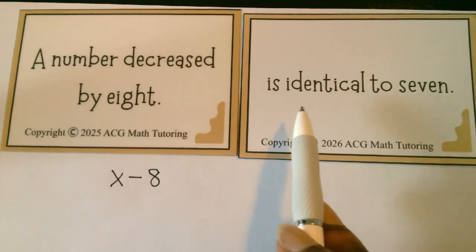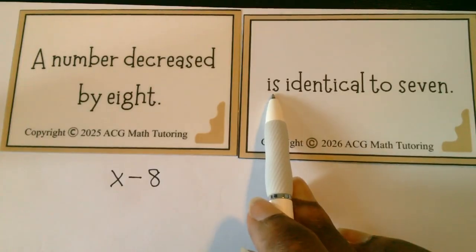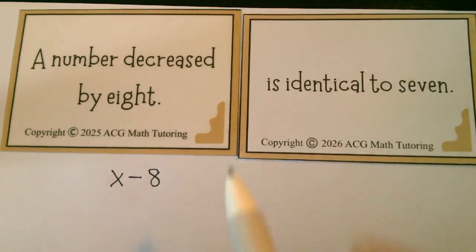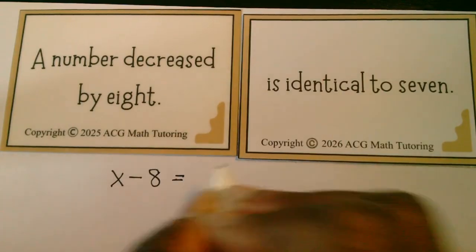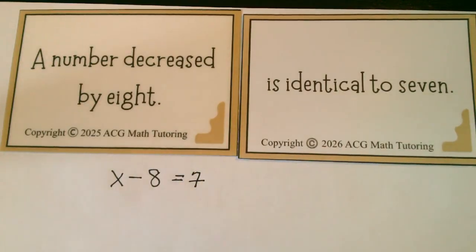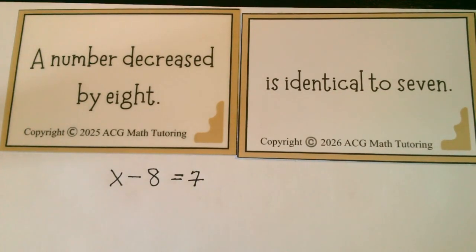Alright. So, is, operative word. Is means equals. Is identical to. Is the same as. Is means equal. Equal to what? Equal to 7. Alright. So it's going to be equal to 7.